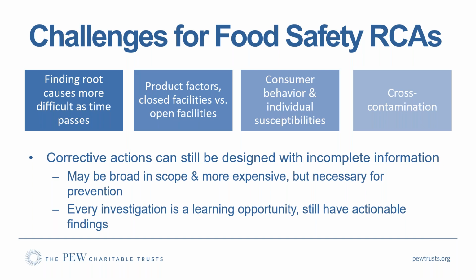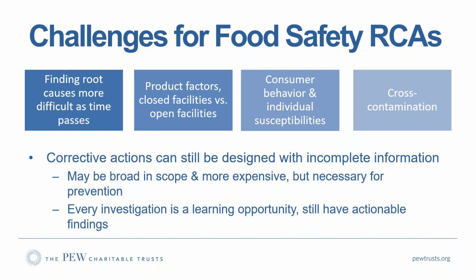And then some products with short shelf lives like fresh spinach are difficult to trace back. Consumers might throw out packaging or they eat it when it's past its expiration date. So there are some consumer behavior factors going on there that are very challenging. Individual susceptibilities and cross-contamination are also complicating factors. One food item might make some people sick, but not others, and that makes it really difficult to trace back.